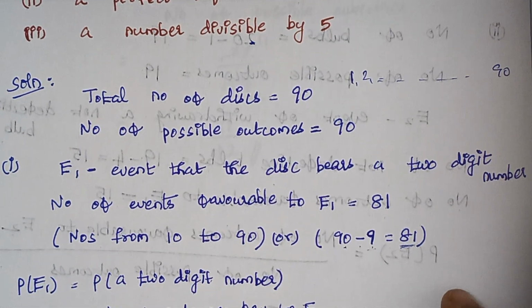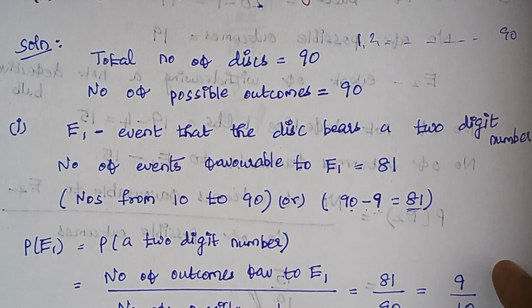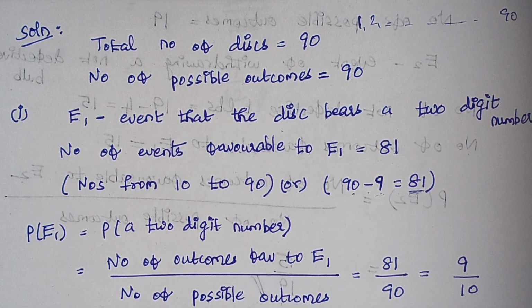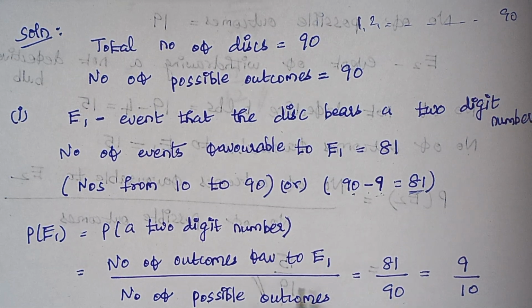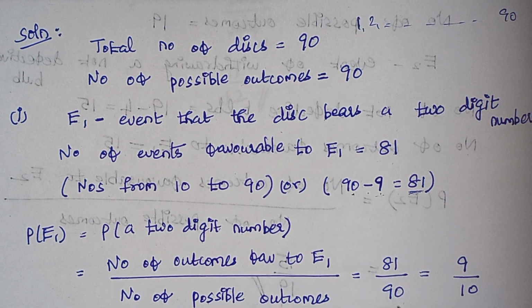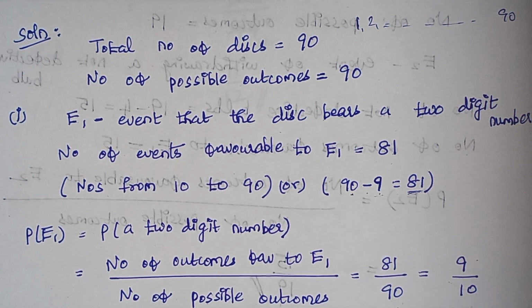So the probability of E1, the probability of selecting a two-digit number, is the number of outcomes favorable to E1 divided by the number of possible outcomes. Here the possible outcomes are 90 and the outcomes favorable to E1 are 81. So 81 by 90, when you solve, the answer is 9 by 10.